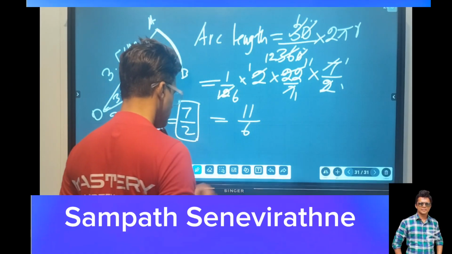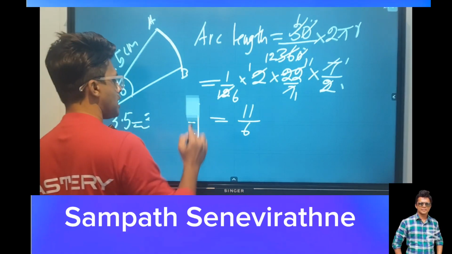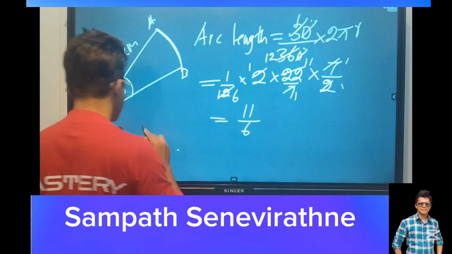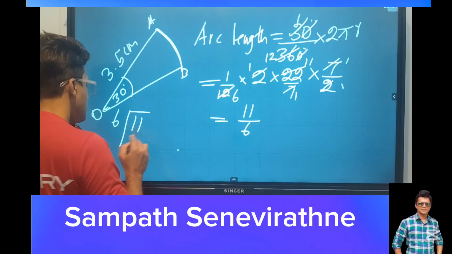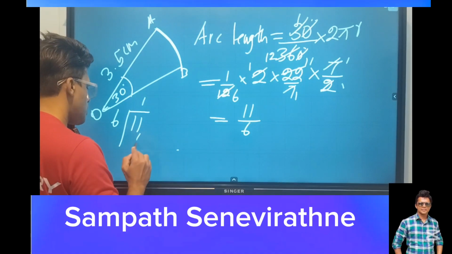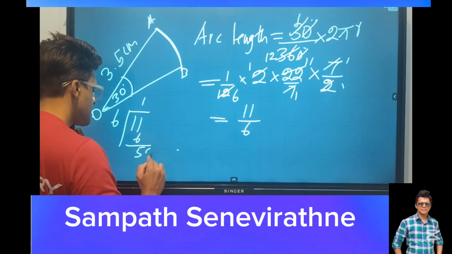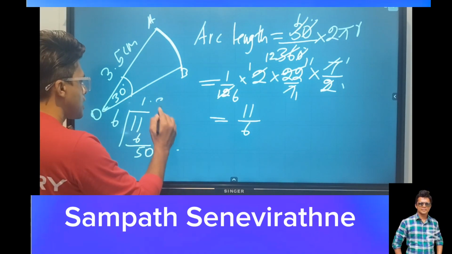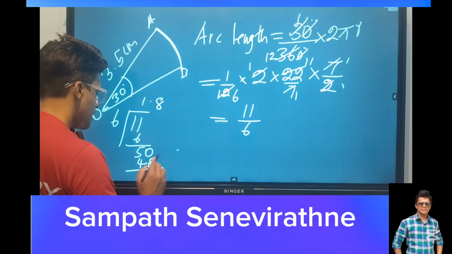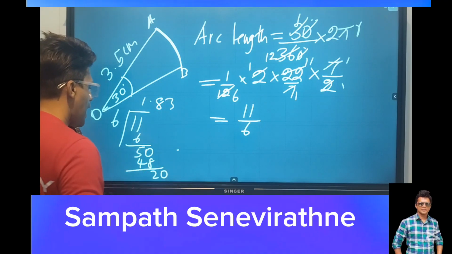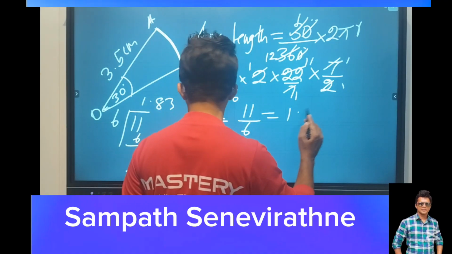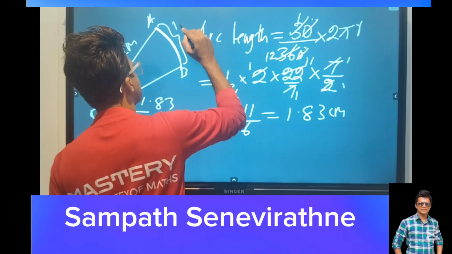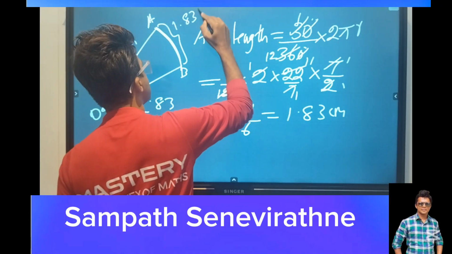11 over 6 means 11 divided by 6. In 11, how many 6 times 1? 6 times 1 is 6. 11 minus 6 is 5. Then a zero. How many times does 6 go into 50? 6 times 8 is 48, leaving 2. Again, 2, then 6 times 3 is 18. So the answer here is 1.83 cm. So the arc length is 1.83 cm.